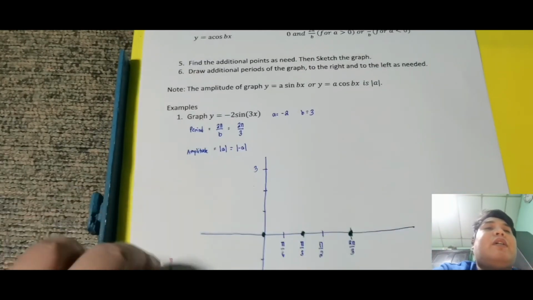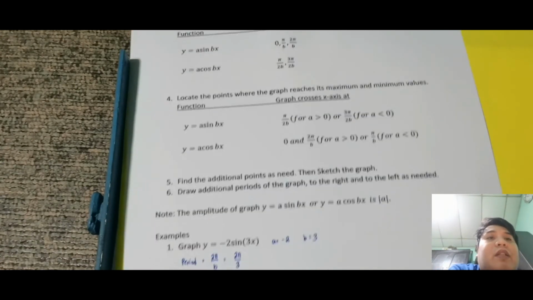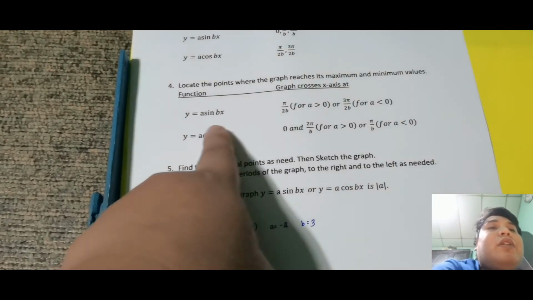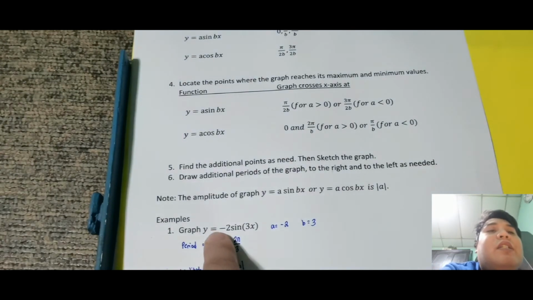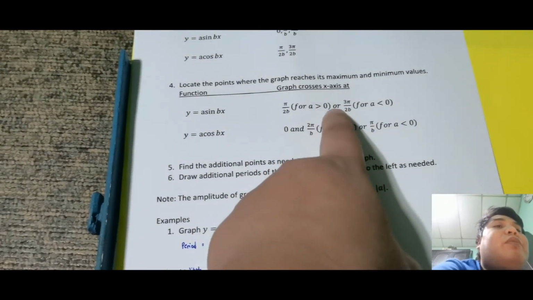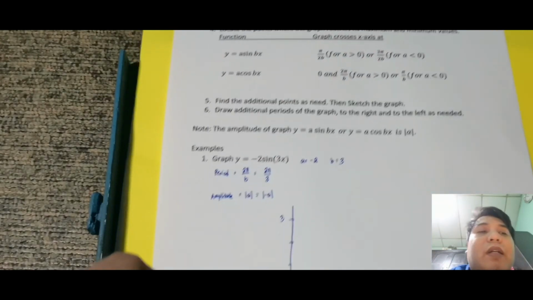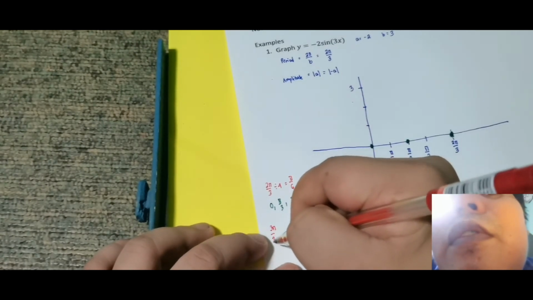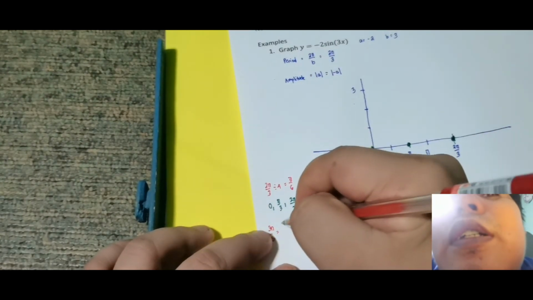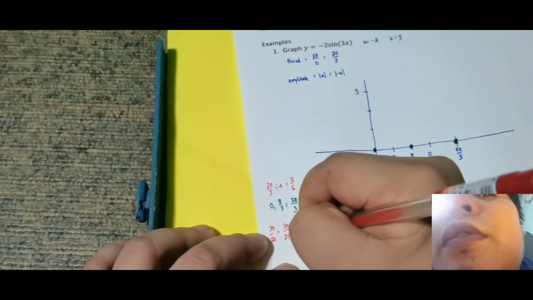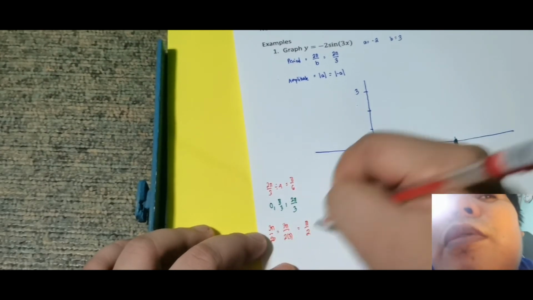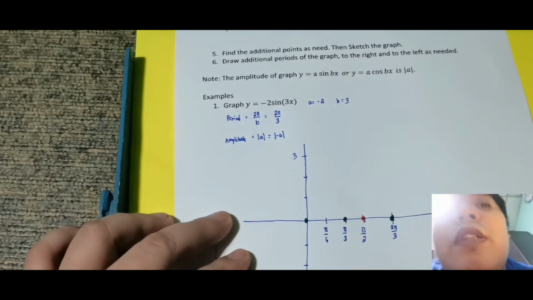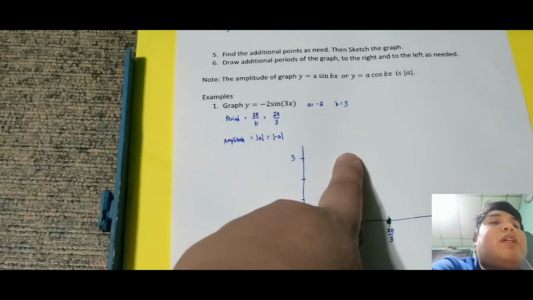Okay, next step. Locate naman natin where the graph reaches its maximum and minimum values. So, since sine tayo, it's either dalawa dito. Since a is less than 0, that is negative, ma-attain niya ang maximum value is 3 pi over 2b. Okay, so that is 3 pi over 2b. Scratch lang to ha. So that is 3 pi over 2 times 3, which is equal sa pi over 2. So ma-attain niya yung maximum value niya dito. So nilocate ko lang siya sa pi over 2.